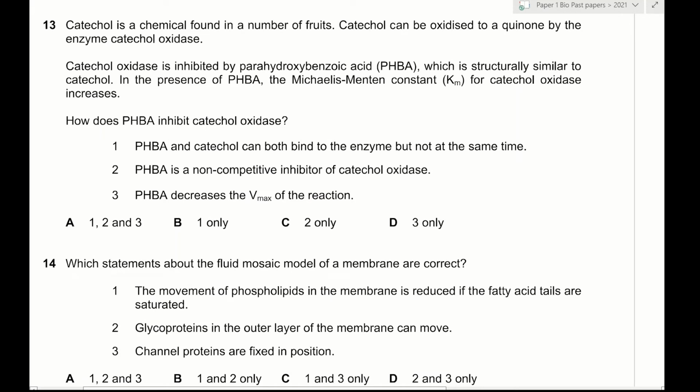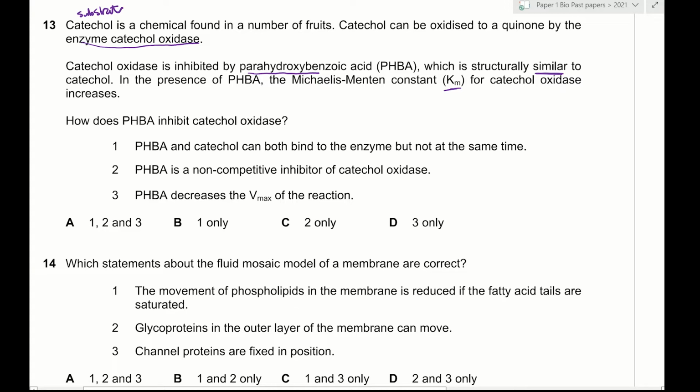The chemical found in number of fruits. Catechol can be oxidized to a quinone by the enzyme catechol oxidase. So here catechol is the substrate and catechol oxidase is the enzyme. Catechol oxidase is inhibited by parahydroxybenzoic acid, which is structurally similar to catechol. In the presence of PHBA, the Michaelis-Menten constant Km for catechol oxidase increases.